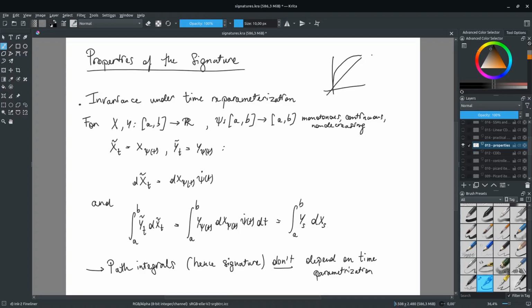So it might be unfortunate if you care about that, but for most problems, I think you're pretty happy that you have this property. Because you might have your data that looks like this, and you don't really care about the exact time, you just care about the shape of your path. So having this property is very useful.